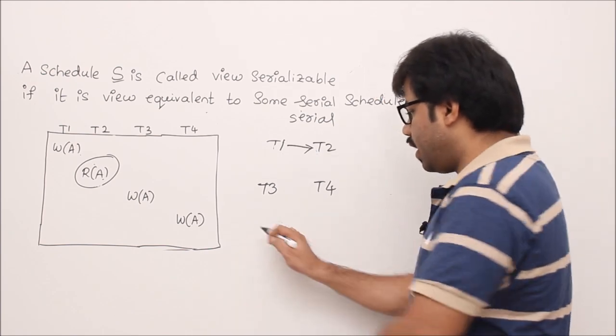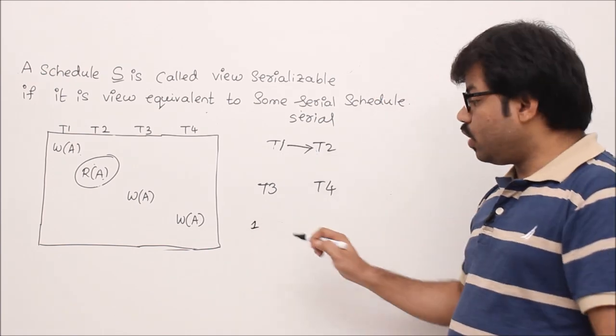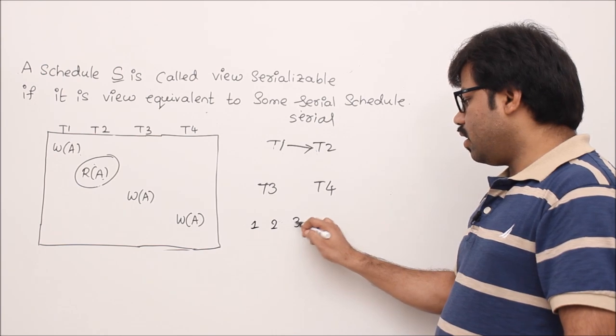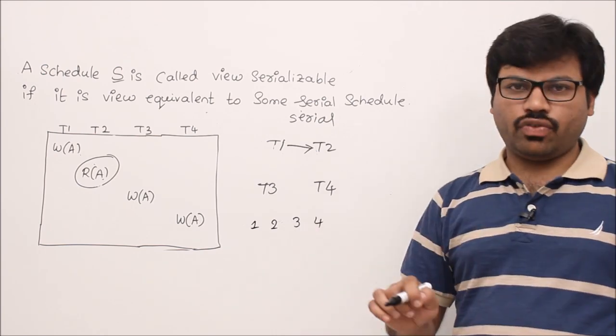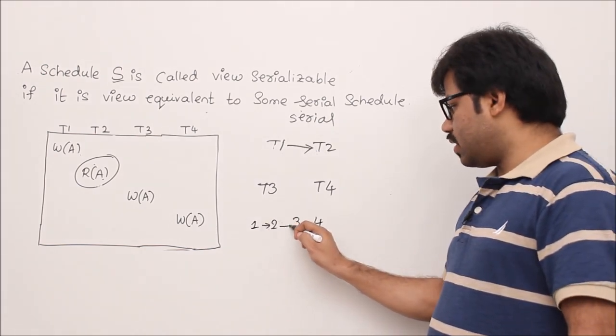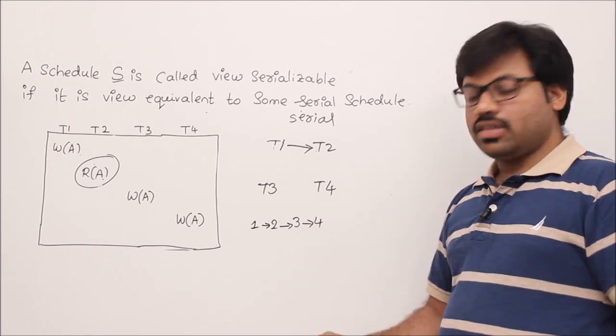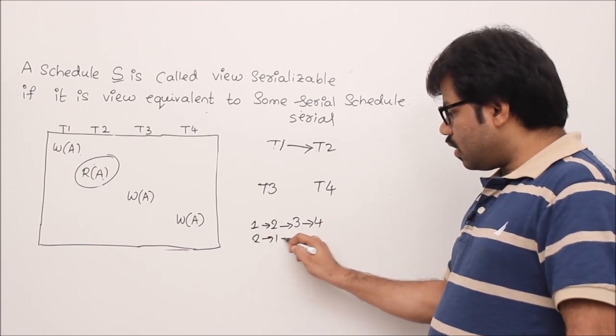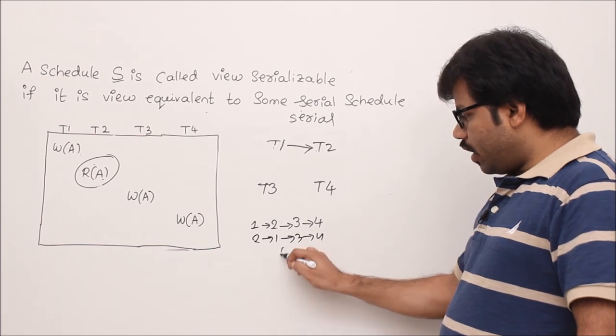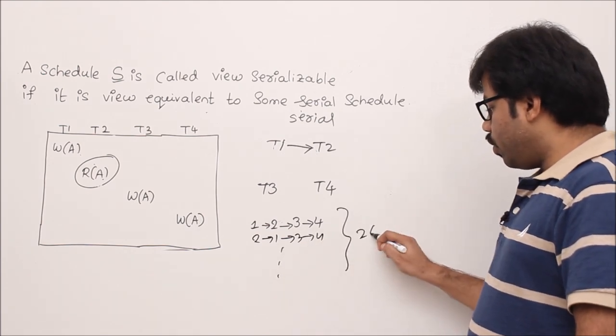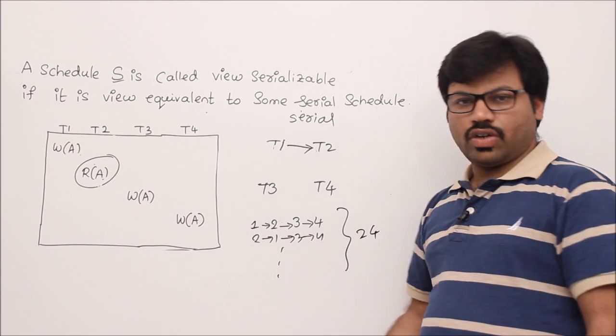What are they? Let's say transaction 1 means 1, T2 means 2, in that way T3, T4. Let me use numbers 1, 2, 3, 4. 1, 2, 3, 4 is one serial transaction schedule, right? Second one, 2, 1, 3, 4, another serial schedule. In that way, there are 24 serial schedules. We don't know this schedule is equivalent to which one.